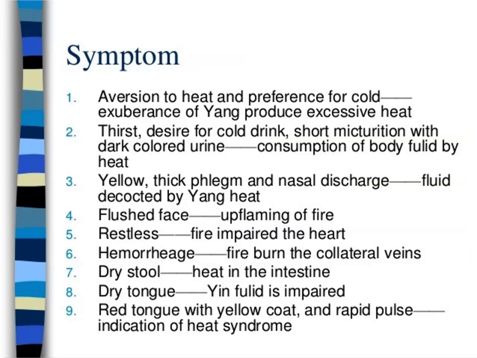Number 7, there is dry stool, heat in the intestine. Number 8, there is dry tongue, yin fluid is impaired. Number 9, red tongue with yellow coat and rapid pulse, indication of heat syndrome.